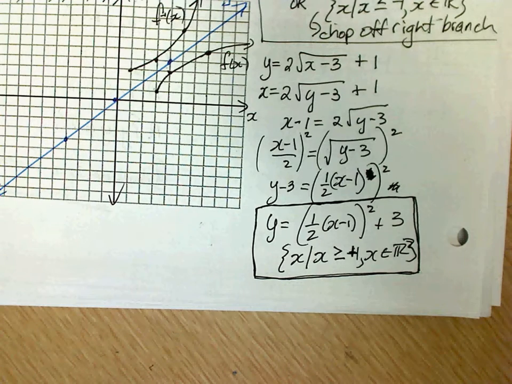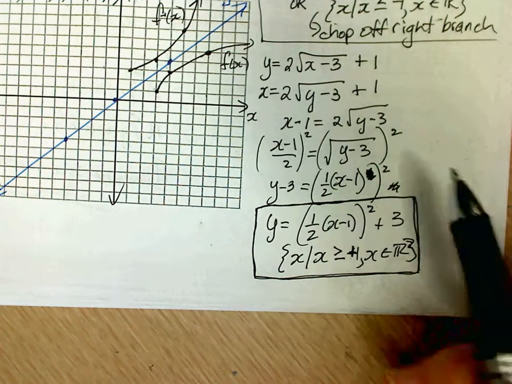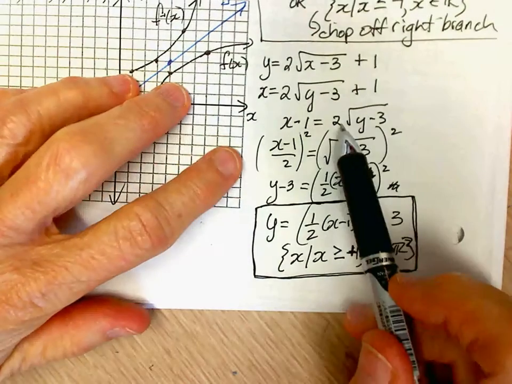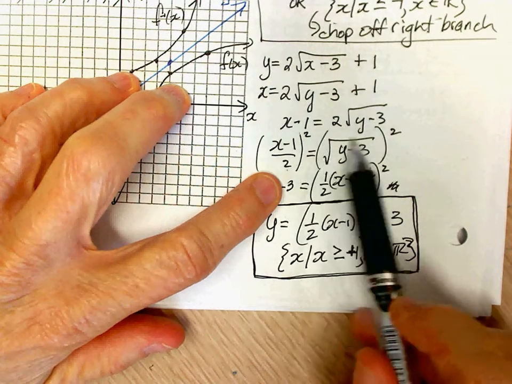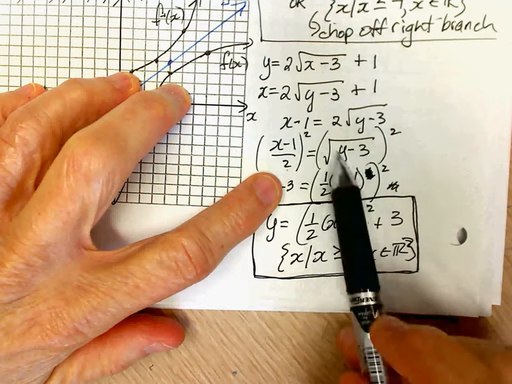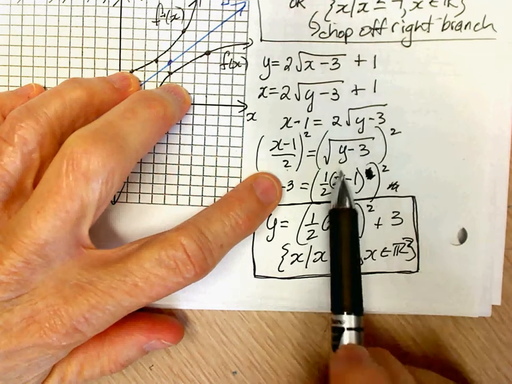Yeah, so the first thing I did was divide by 2. And then to get rid of the square root sign, I had to square it. See, in order to solve for y, I had to square it.